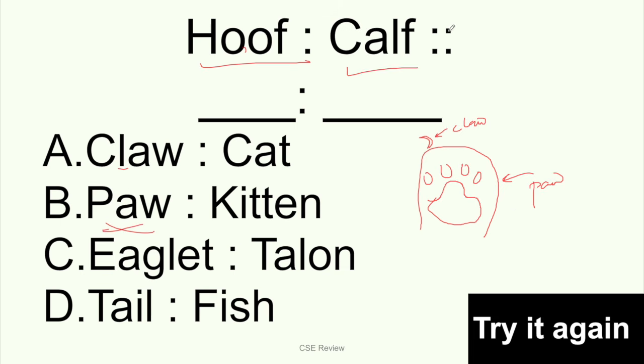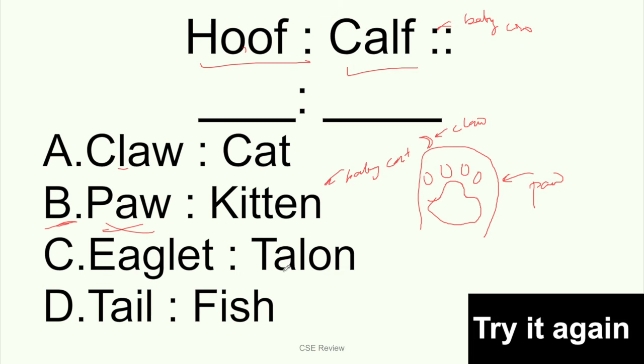Another thing, kasi ang calf ay baby cow. Ang kitten ay baby cat. Ang cat ay baby ano? Wala. Yun na yun. Malaki na siya eh. So, this becomes your best answer. But again, don't shade it muna. Tingnan natin yung letter C.